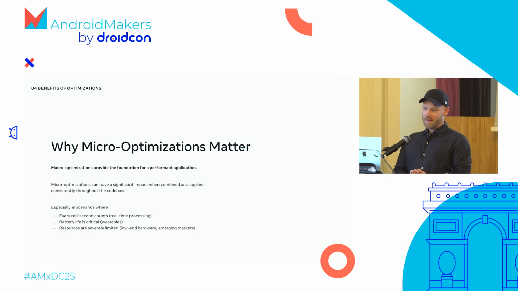So why do these micro-optimizations matter? The macro-optimizations will provide the foundation for a performant app. But then these micro-optimizations can have significant impact when they are combined with macro-optimizations and applied consistently throughout the code base. So this is important, especially in scenarios where every millisecond counts. So you have, for example, real-time processing, or the battery life is crucial, or you have resources that are severely limited, even more than on most of the phones we have. If we think about low-end hardware, for example, in emerging markets, that is where these kinds of things become more important.